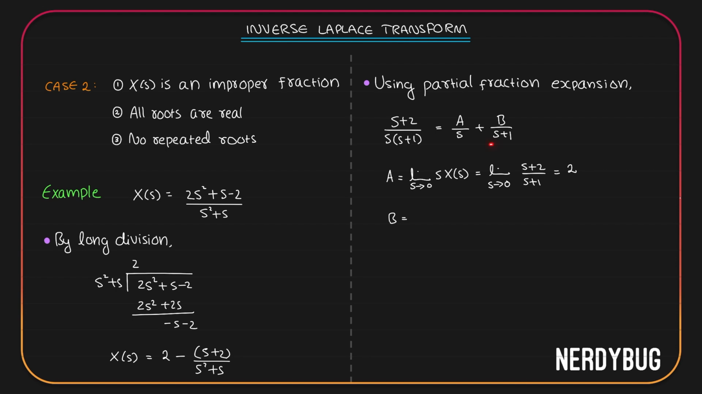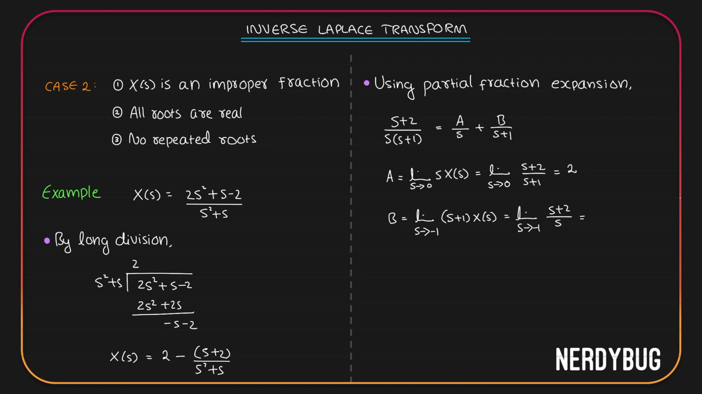B is the coefficient for 1 by (s plus 1). So to get B, we'll have to take the limit s tends to the pole corresponding to B, which is minus 1, of (s plus 1) multiplied by X of s. If you multiply X of s with (s plus 1), the s plus 1 in the denominator will be gone and you will get (s plus 2) by s.